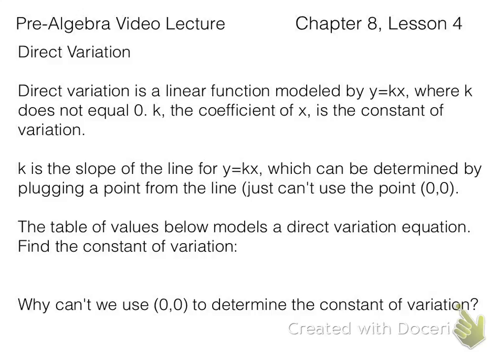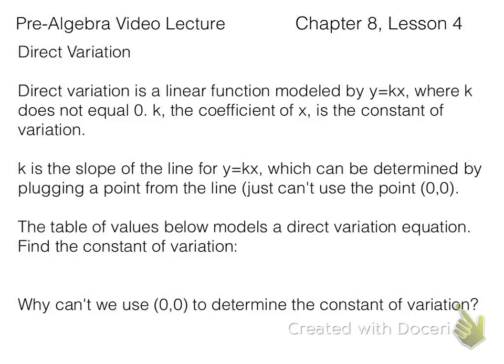Direct variation is a linear function, much like y equals mx plus b, where k does not equal 0. K, the coefficient of x, is the constant of variation. And I'll talk about how it relates to something that we talked about earlier in this chapter in just a few minutes. But let's go ahead and focus on k.